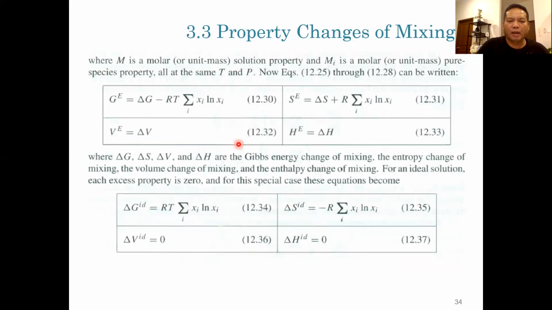And then for ideal solutions, each excess property is 0. And for this special case, this equation becomes, for an ideal solution, what? GE is 0, excess, it's the same, and real and actual are the same. So GE equal to 0, this all equal to 0. So over here, delta ideal IG is equal to that, and this ideal solution will be 0. Both volume and enthalpy are equal to 0.